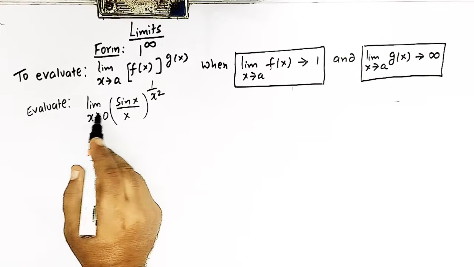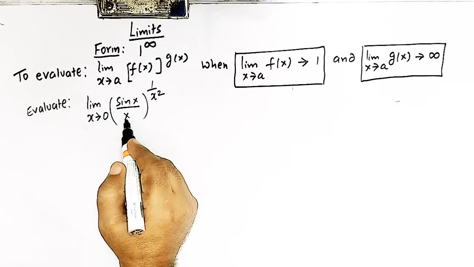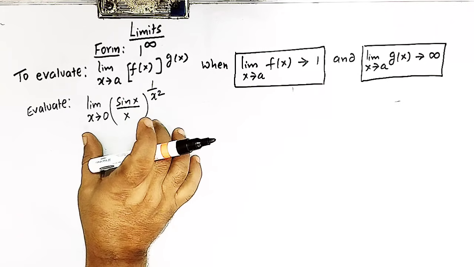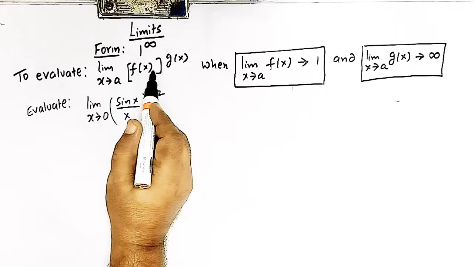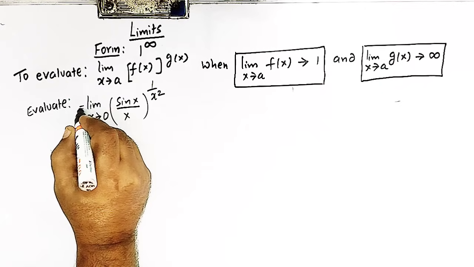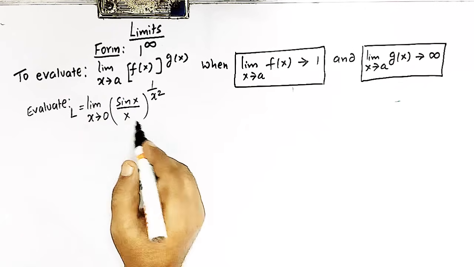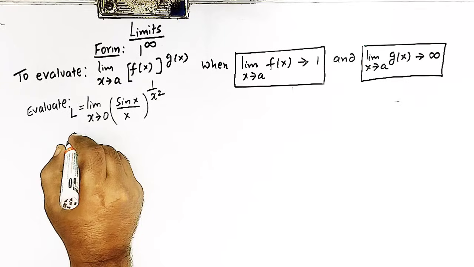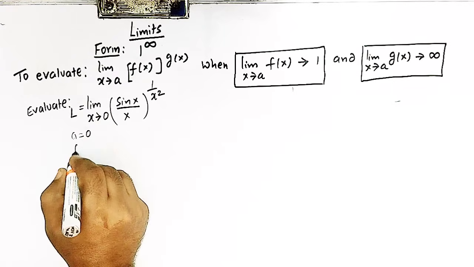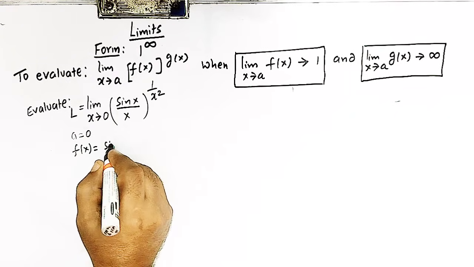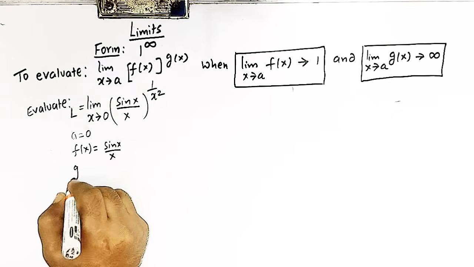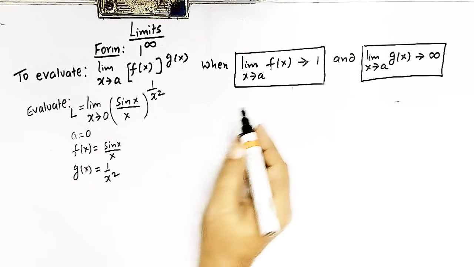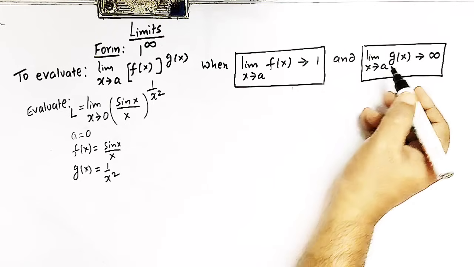So let us consider this problem: limit x tends to 0 of (sine x over x) raised to 1 over x square, right? Let us first compare this limit with this form. We can take this limit as L, and comparing, the value of a is 0, f of x is sine x over x, and g of x is equal to 1 over x square, right?